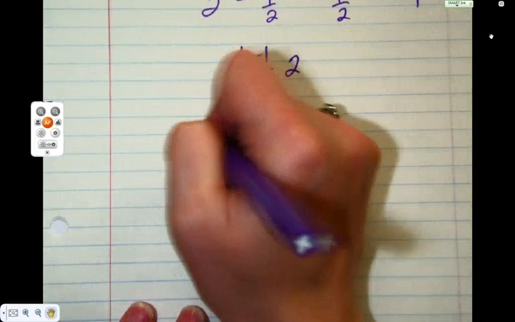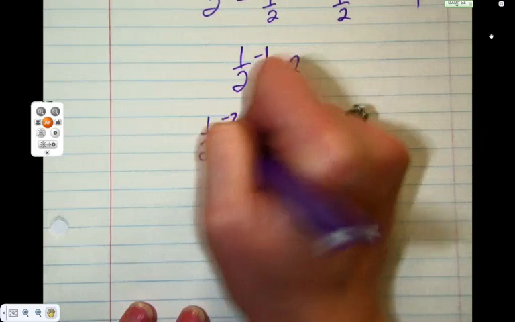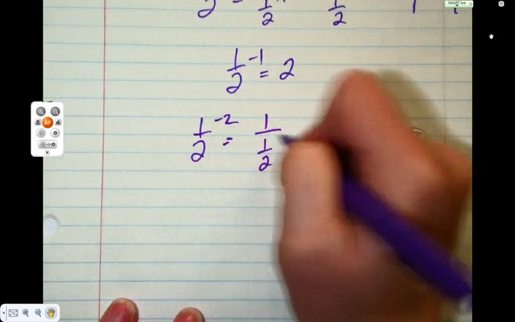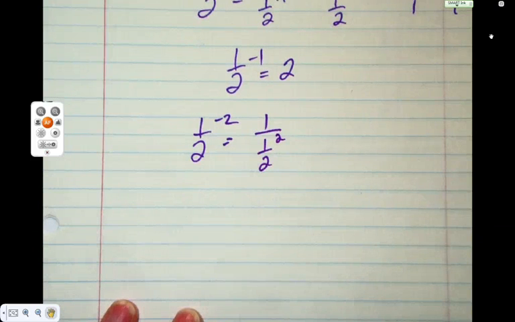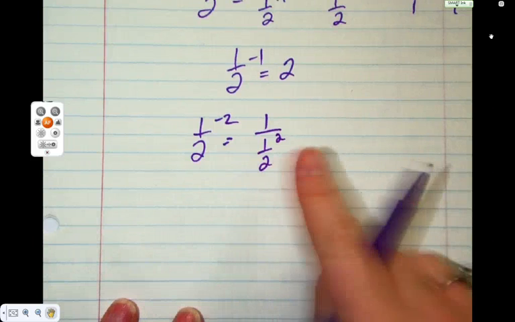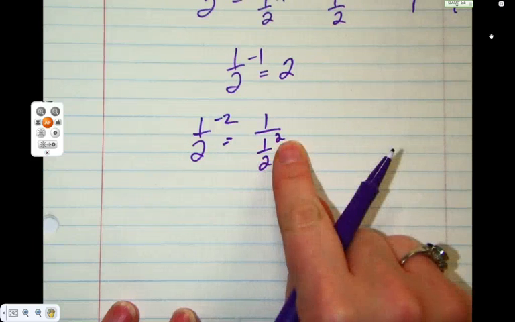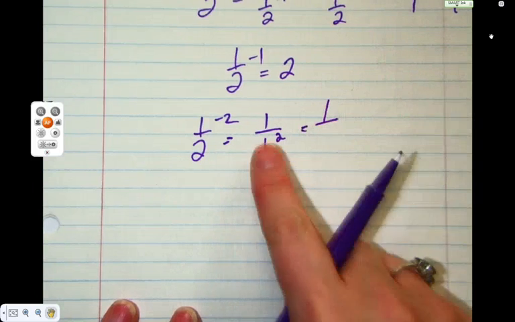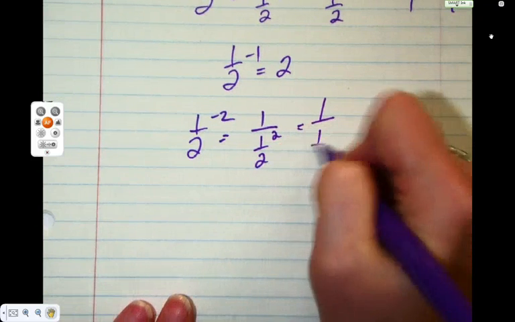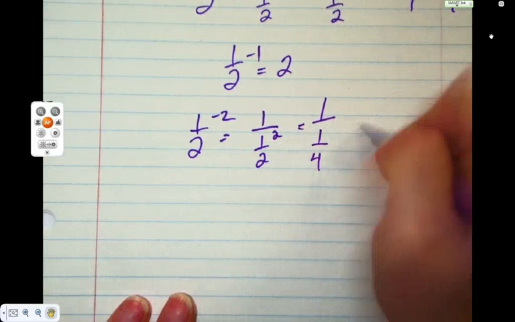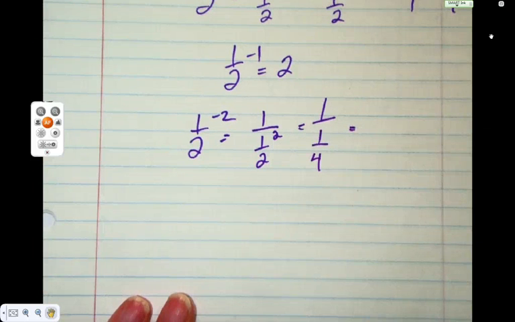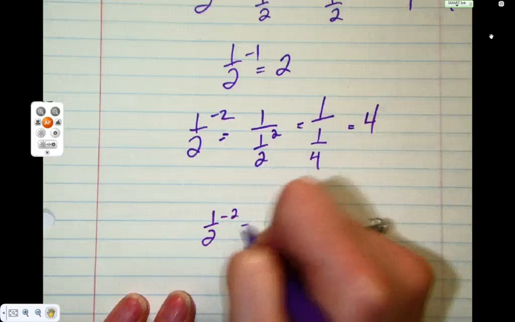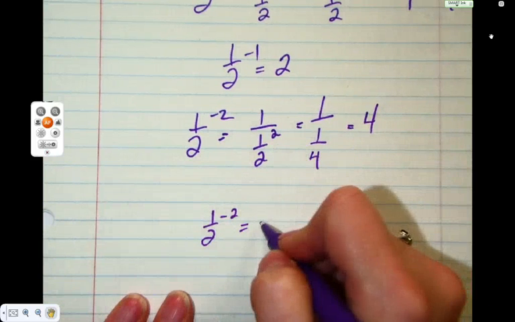Okay, a half to the negative 2. Exponent law says it goes under 1 and becomes positive. What do we do when we have a fraction with an exponent? We apply it to both. So 1 squared and 2 squared. So 1/2 to the minus 2 equals 4.